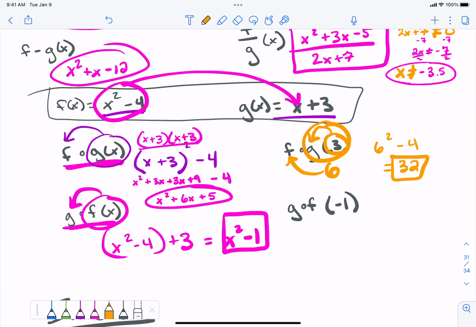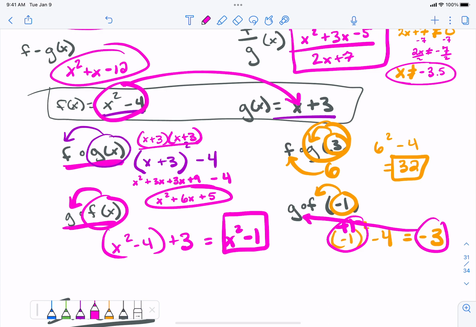Got it? All right, now negative 1. Where does it go first? Into f, okay? This is negative 1 squared, which is 1, minus 4, which is negative 3, right? Because negative 1, when you square it, becomes a positive 1. And then negative 3 goes into g. Negative 3 plus 3 is 0.